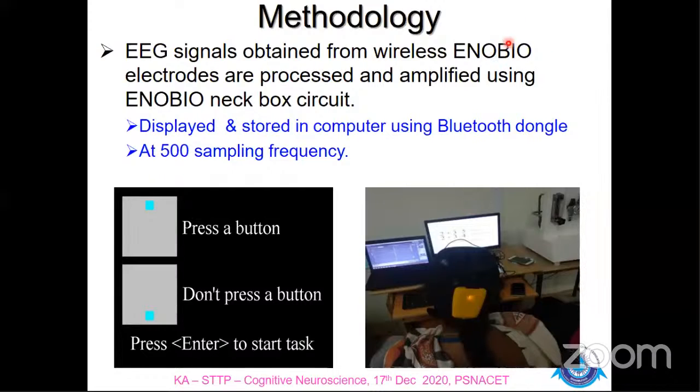This is a Unopia. It's a device. It's a wireless system, a small box with a yellow color on the back. It does amplifying and filtering of all the signals. It works over Bluetooth or a wireless system and can transmit your information to your recording system, with display and storage. The Bluetooth dongle has a sampling frequency of 500.